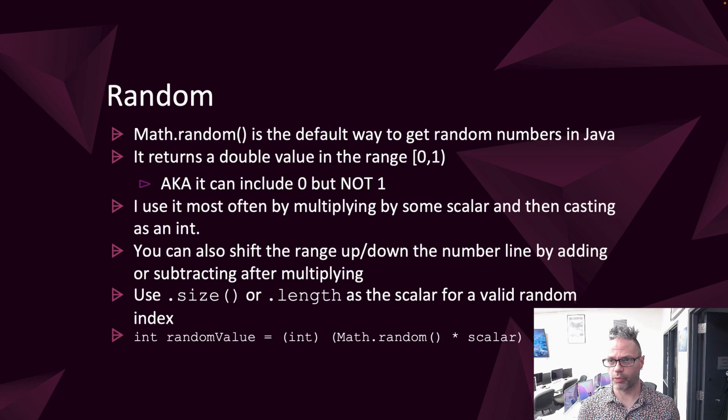We often, for some reason, in dealing with numbers, need to deal with random numbers all the time. And so math.random is the default way to get random numbers in Java. It returns a double value in the range of 0 to 1.